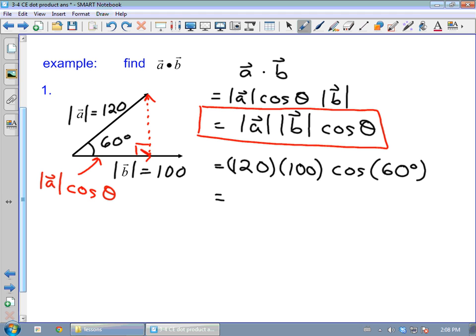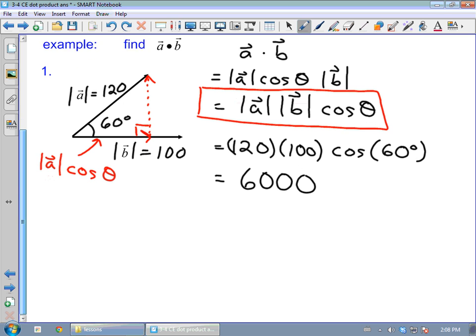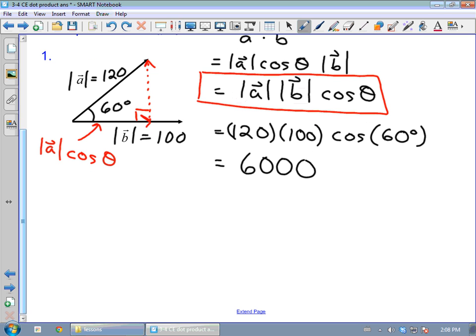This is going to work out to be 6,000, I guess. Okay. Our answer is just a number, 6,000. It's a scalar, hence scalar multiplication. So this is basically the way of doing the dot product geometrically.